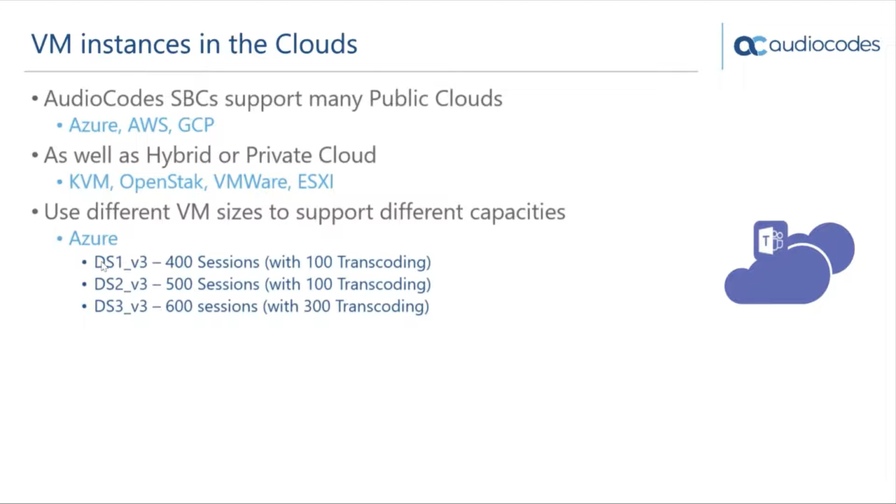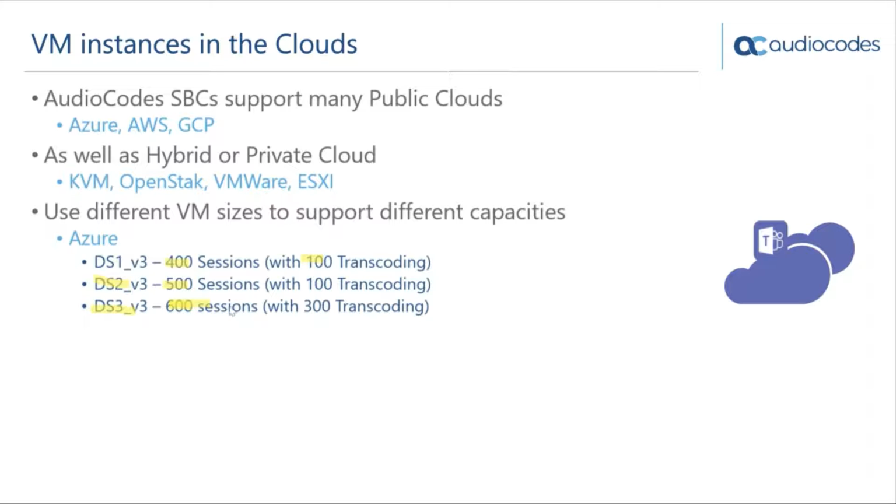So the DS1_v3 supports 400 sessions, or 100 sessions with transcoding, which is not often used in Teams, but can be used. And then if you need bigger, you can have a DS2 v3, that's 500 sessions, and a DS3 v3, which is 600 sessions. So 600 sessions at 100 to 1 is 60,000 people, sorry, not 6,000. So that shows you that if you've got a 600 session SBC, you can potentially support 60,000 end users on that SBC, which is a lot of end users. So you don't need that much capacity to support a large number of people.